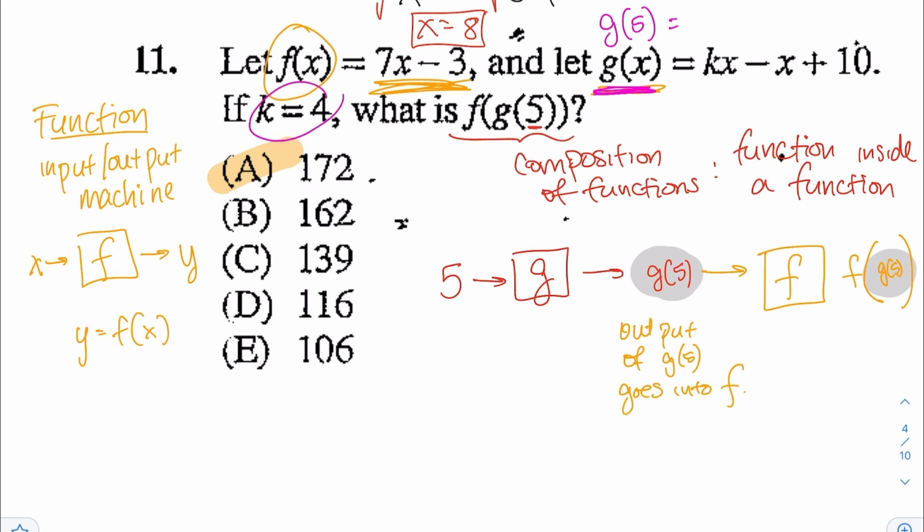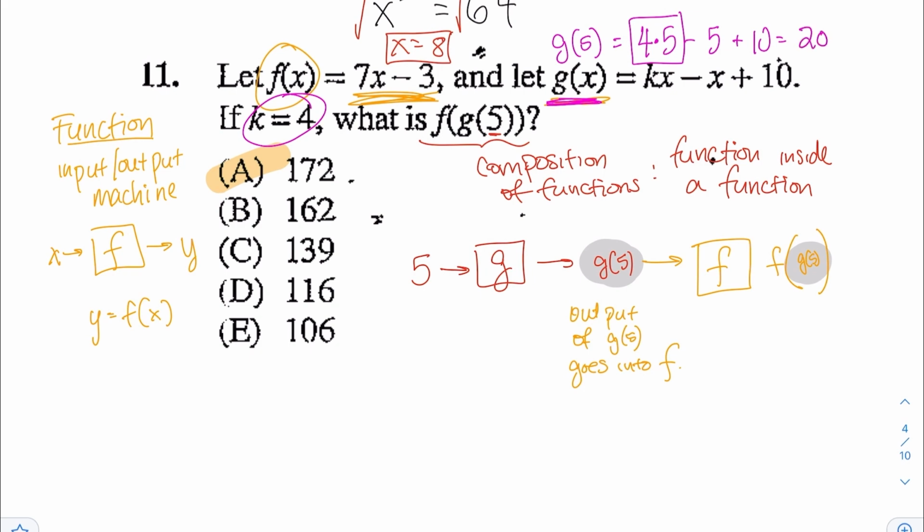Now k is 4, so it's 4 times x. You have 5, you'll be subtracting 5, and you want to add 10. Here you're going to do order of operations and multiply first. So that's going to be 20 minus 5 plus 10, which is equal to 20 minus 5 is 15 plus 10 is 25. All right, so g of 5 is equal to 25.